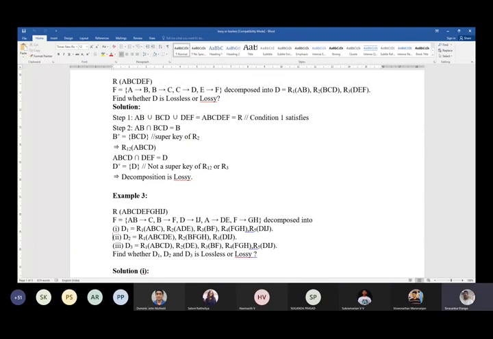Hemant, what about the first condition? Yes, sir. First condition is satisfied, sir. And R1 intersection R2 is also a super key of R2 basically. So R1 intersection R2 is going to be B, and the B closure is BFGH. B determines F, F determines GH. So B closure is going to be BFGH. So the second condition is satisfied.